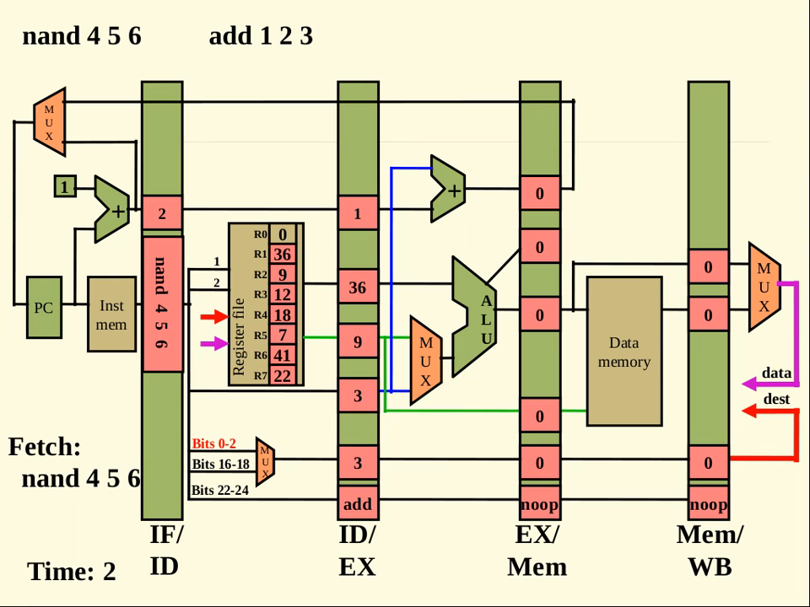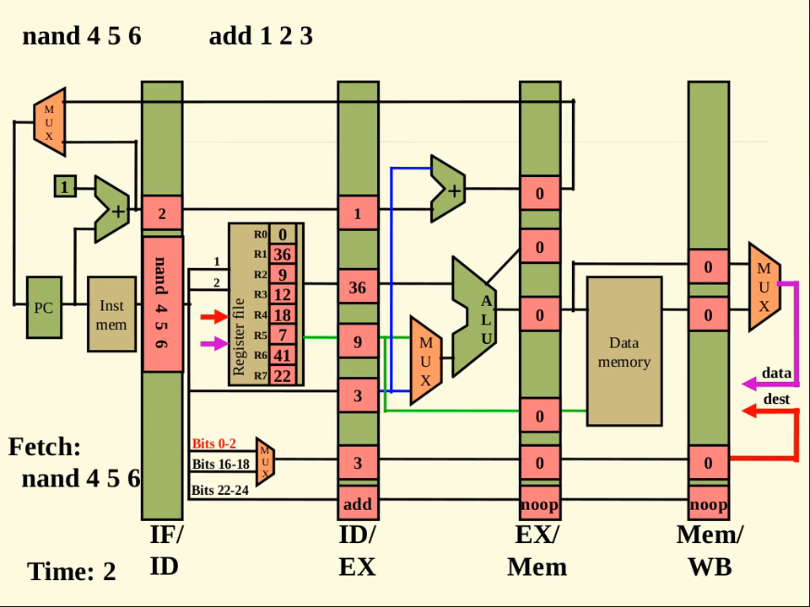Okay. Notice that the add, which we just fetched, is being decoded, which means it's going to read from registers 1 and 2. So there's the 36, and there's the 9. And that's all it's going to do that cycle.